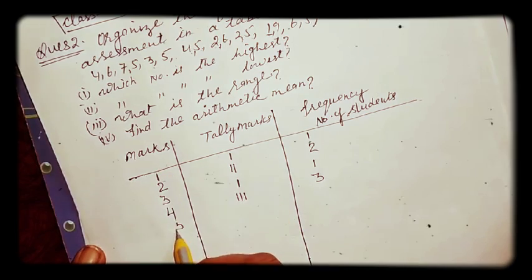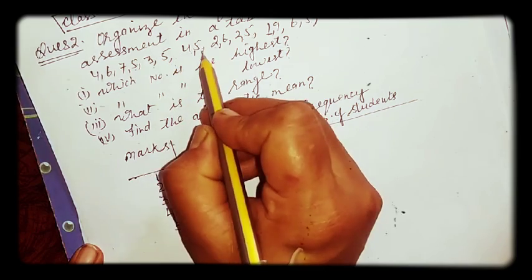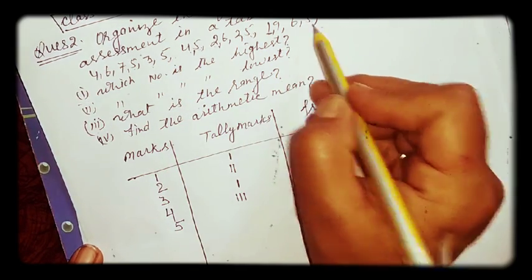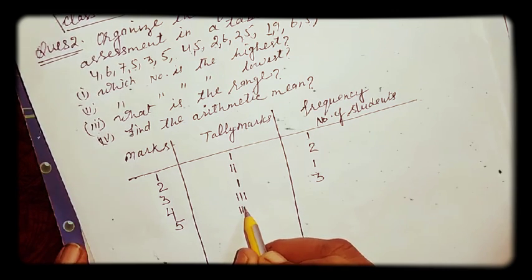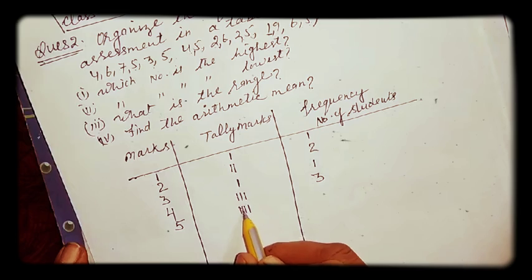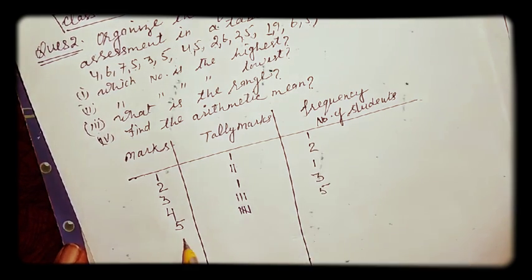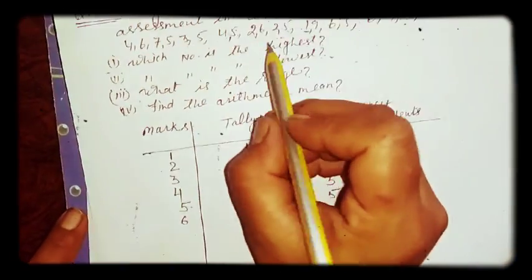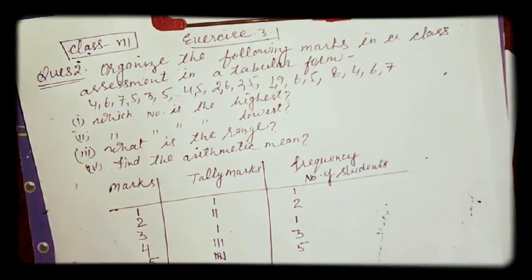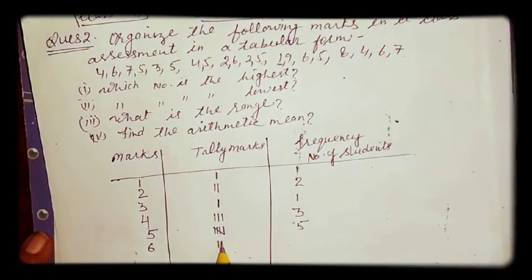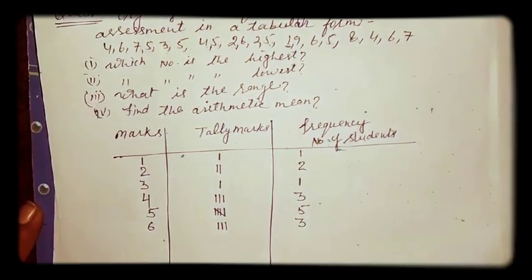Now 5 marks. How many students got 5 marks? 1, 2, 3, 4 and 5. 5 students got 5 marks. So how will we represent it in tally marks? 1, 2, 3, 4 and the fifth line we will draw like this. So the frequency will be 5. 6 is 1, 2 and 3 times. So for 6, the tally marks will represent like this 3 and the frequency will be 3.